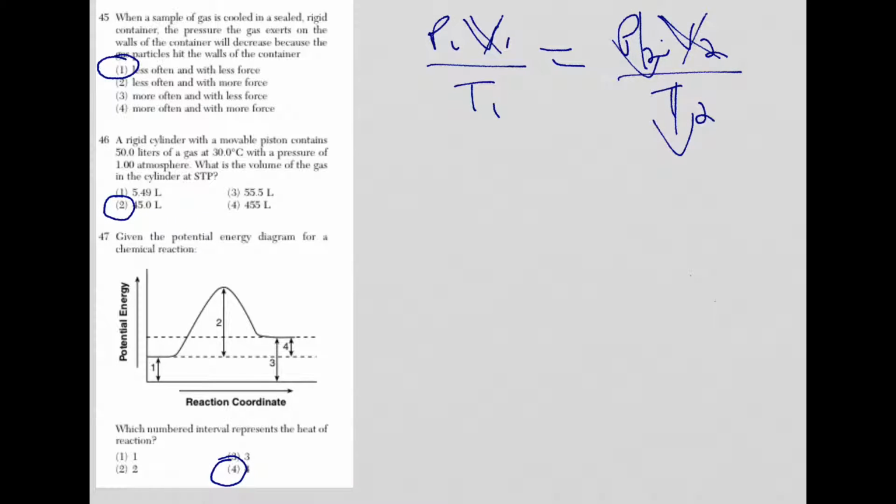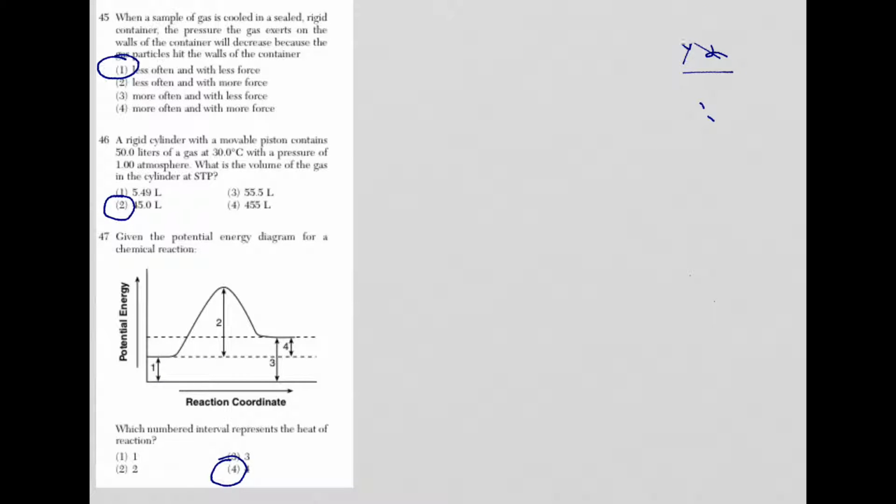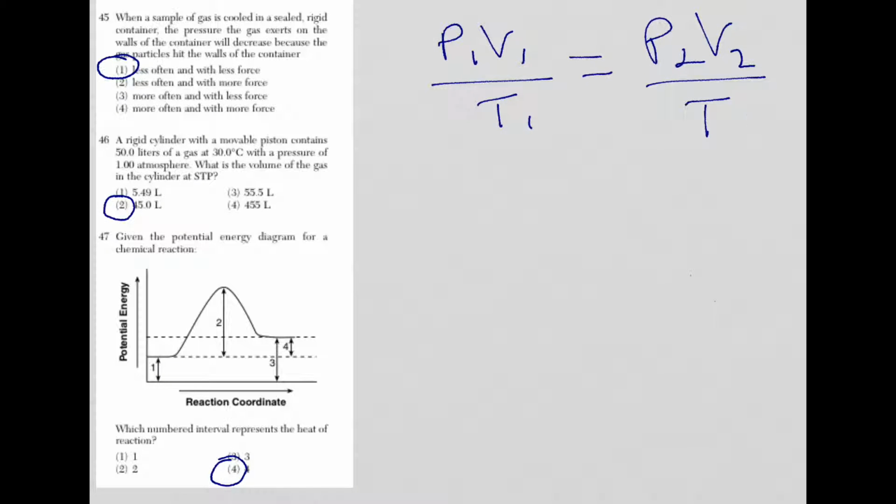For 46 now, you'll notice we have some numbers here. So we need to rewrite this equation again and then plug things in where they belong. Now, if you didn't know which equation to use, you could always list or at least label what you have. So you have P1, V1, T1 over P2, V2, and T2. So you have a rigid container, a movable piston. You have 50 liters of a gas. So that's my V1 is 50. I have a temperature of 30 degrees Celsius.